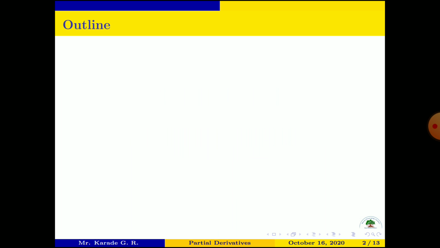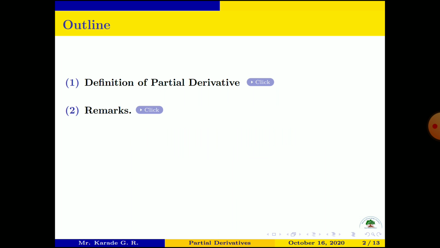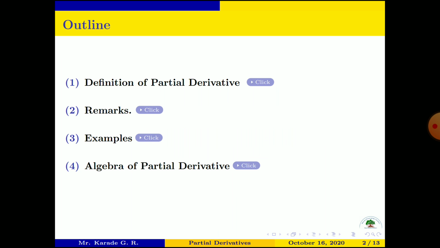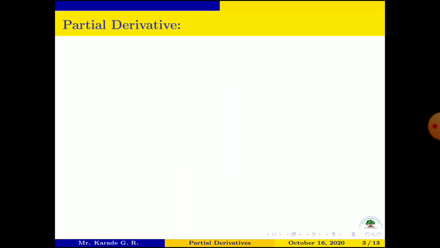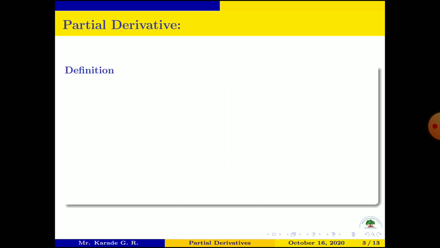We see the outline of our lecture. In this lecture, first of all we define what is meant by partial derivative, then we write some remarks on the partial derivative, then we see some examples on partial derivative, and then we see the algebra of partial derivatives. Okay, so this is the outline of our lecture. So first of all we define what is meant by partial derivative.